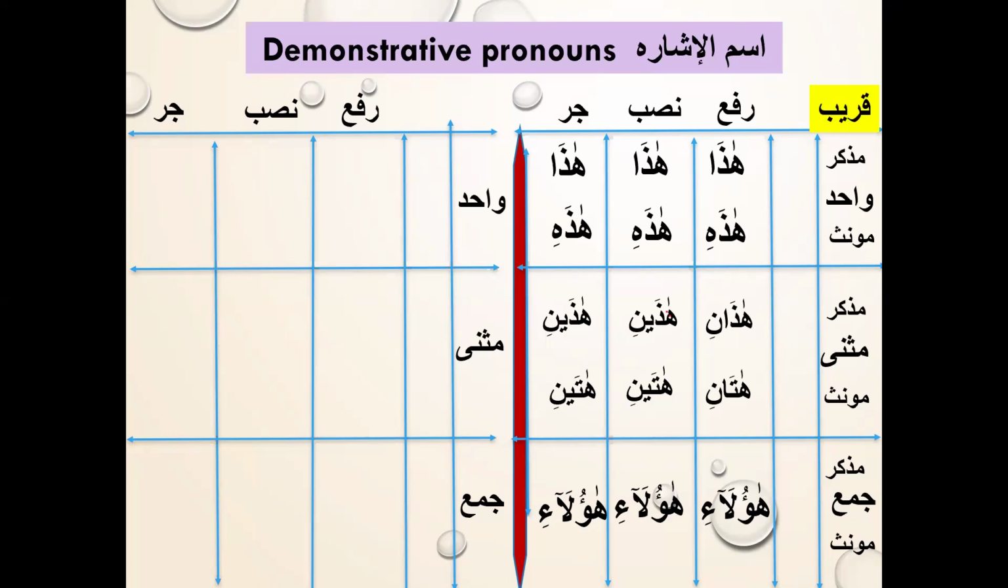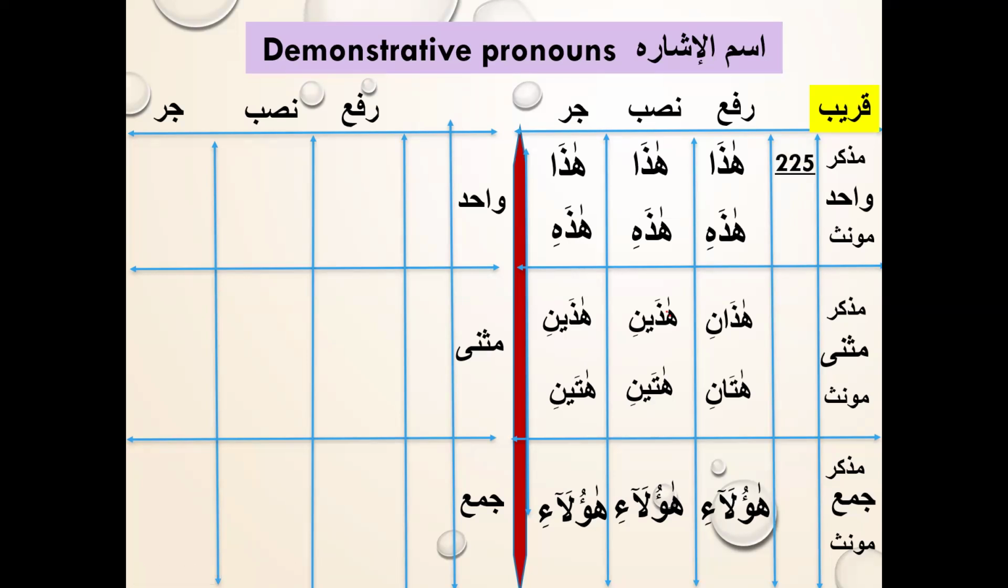It will not change the i'rab. It will not say haulau or haulaa. No, it will be haulai. Okay, the hamza must have the kasra in the end. So it will remain the same in all situations, in rafa, nasab, and jar state. Okay, now I will show you how many times it is used in Quran.